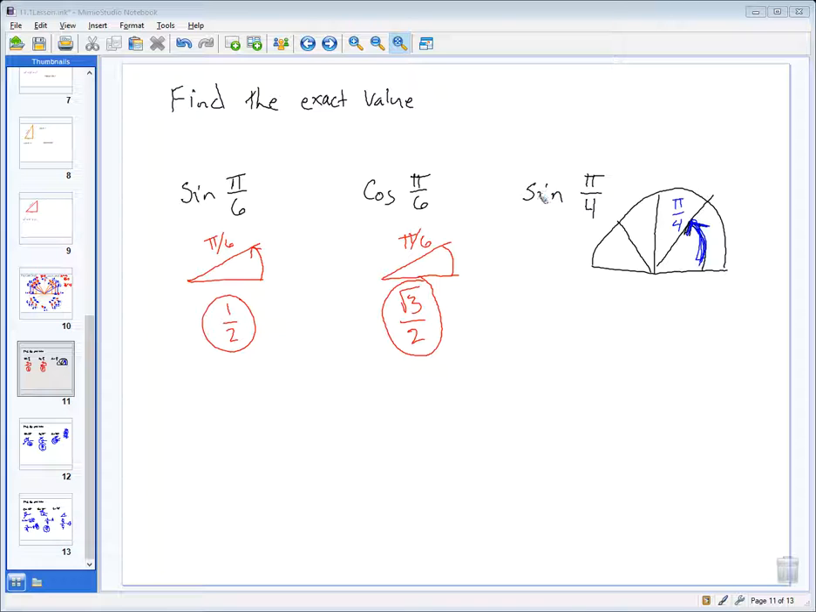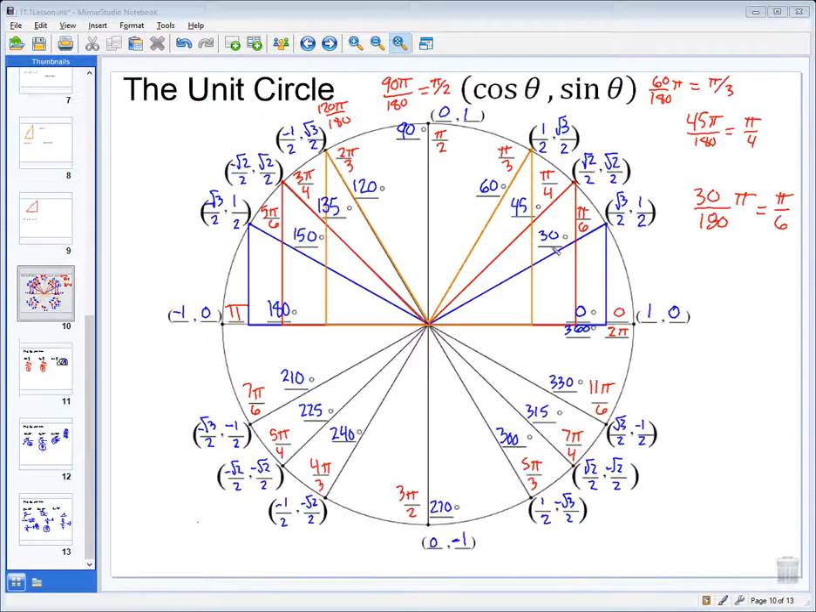So finding the exact value of sine of pi fourths. So sine of pi fourths is this one here. We would have root 2 over 2.